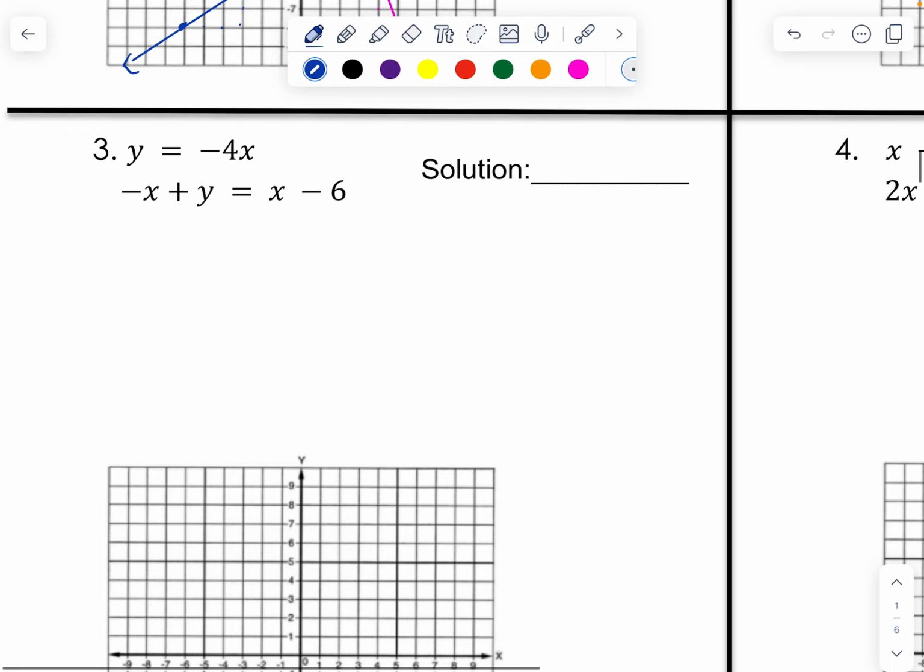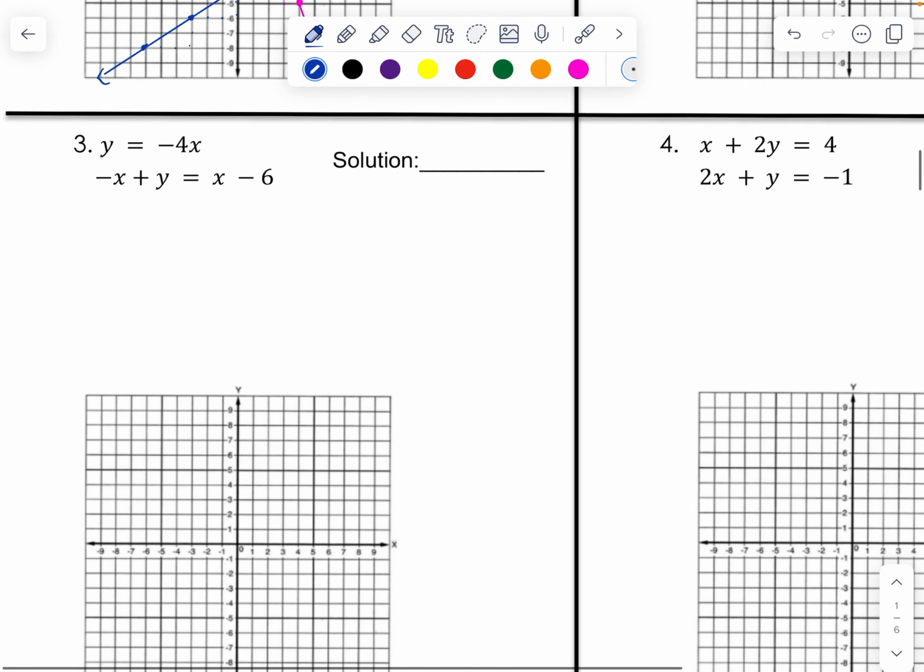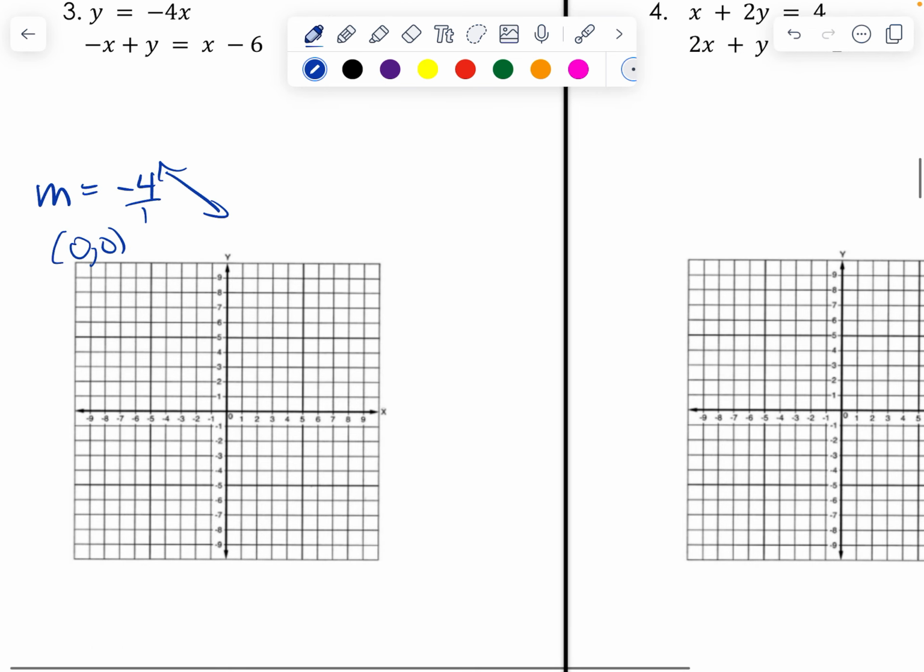Okay, right here. My first line, I have a slope of -4. Remember, that's over 1. It's going through the point 0, 0. So I go to 0, 0. I go down 4 to the right 1. Down 4 to the right 1. Or I could have gone up 4 to the left 1.